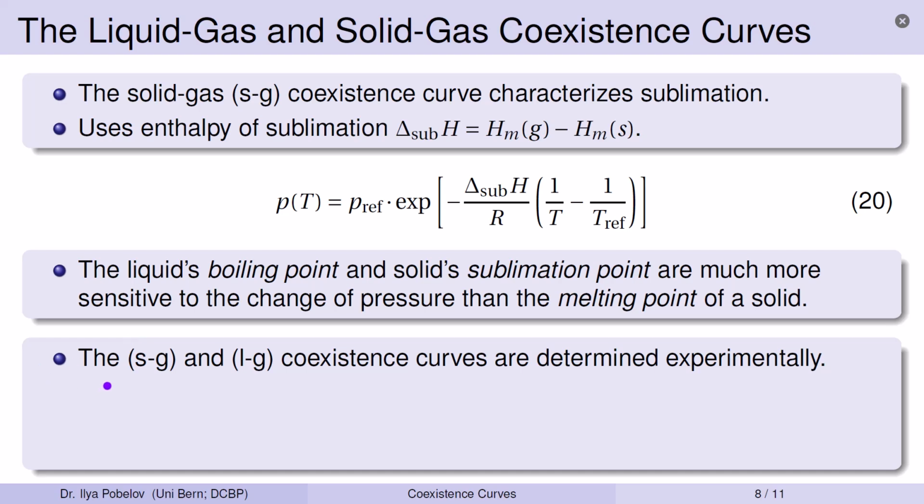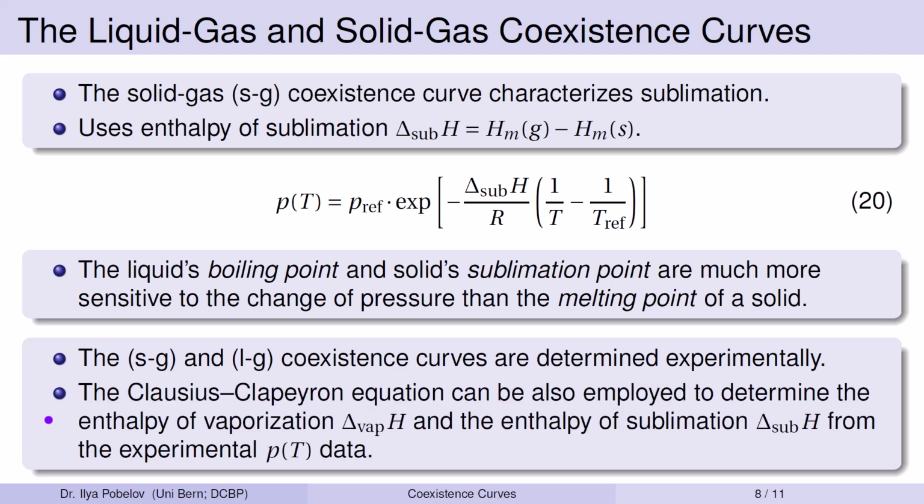In practice, the solid-gas and liquid-gas coexisting curves are primarily determined experimentally. Nevertheless, the Clausius-Clapeyron equation, which we have used to deduce equations for the liquid-gas and solid-gas coexistence curves, can also be employed to determine the enthalpy of vaporization and the enthalpy of sublimation from the experimental data showing how the vapor pressure of a liquid or a solid changes with temperature.